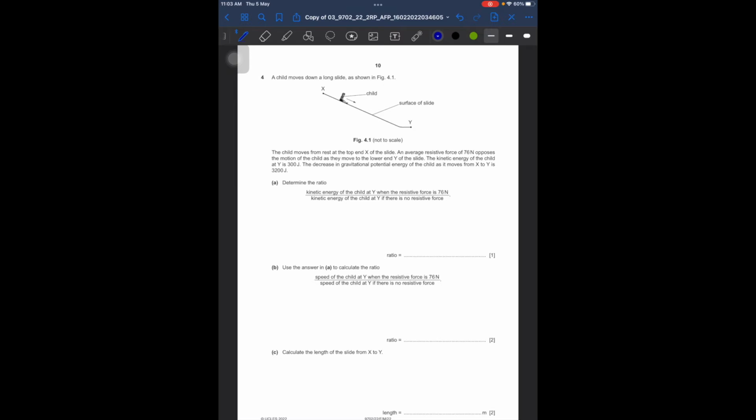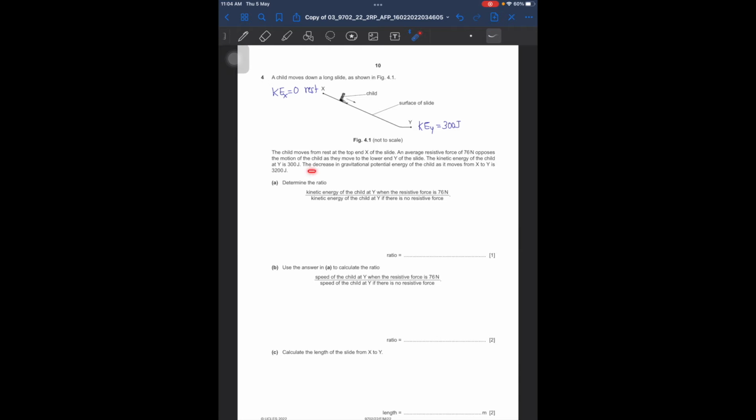A child moves down a long slide as shown in figure. The child moves from rest, so here he's moving from rest in the beginning. At the top end X of the slide, an average resistive force of 76 Newton opposes the motion of the child as they move to the lower end Y of the slide. The kinetic energy of the child at Y is 300 joules. So here KEY we can write as 300 joules, and we can write KEX as 0 here.